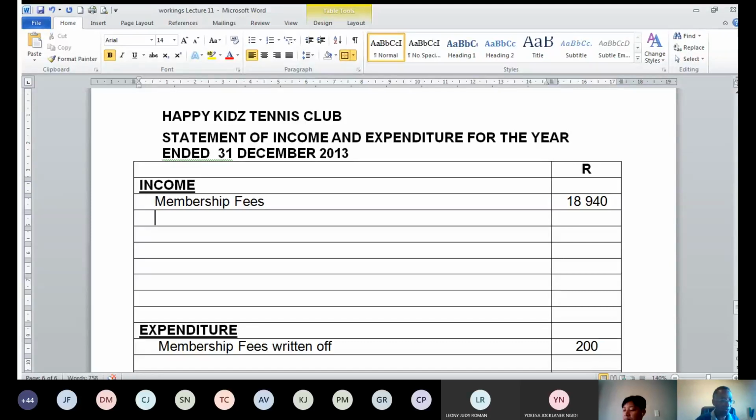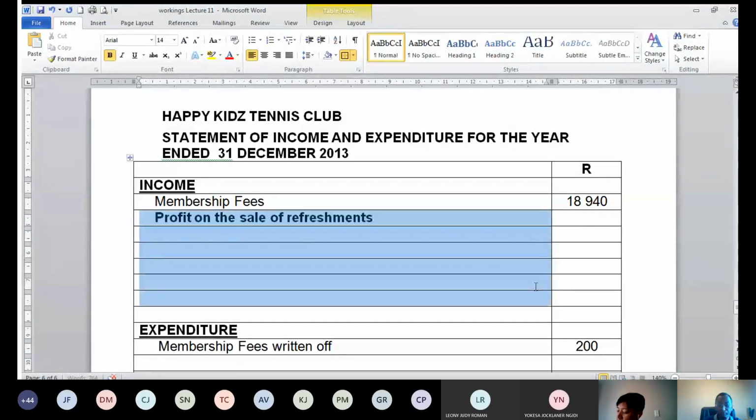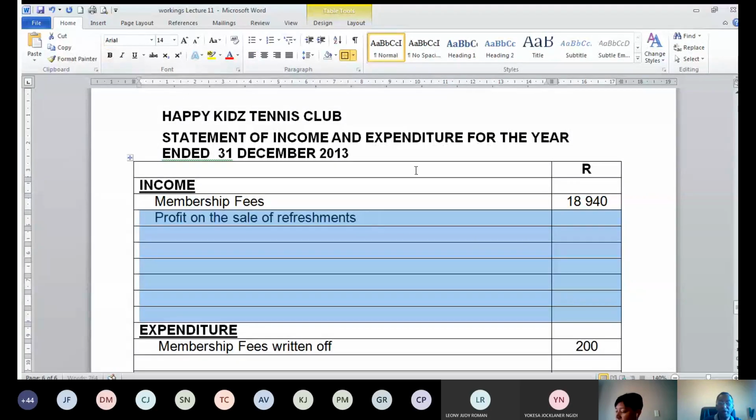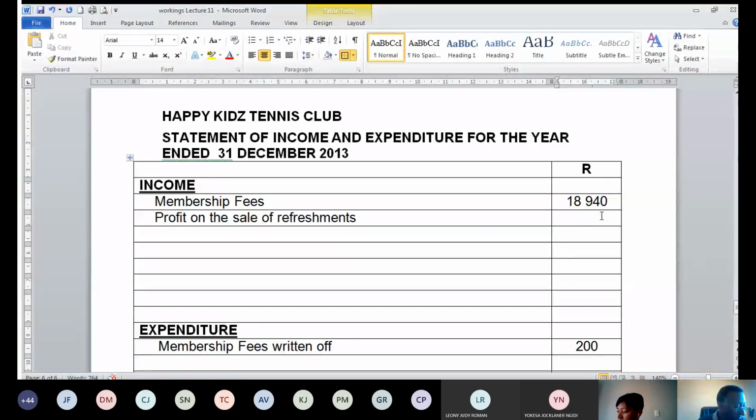So the last part of the question, guys, I am now going to do my statement of income and expenditure. In my income and expenditure statement now, guys, I'm going to bring into account all the items that I will have in my list of accounts. So under income, I will now have the profit on the sale of my refreshments. I will indicate that now. And the profit on the sale of the refreshments, we have calculated now to be 3,060. That is the profit on the sale of our refreshments.